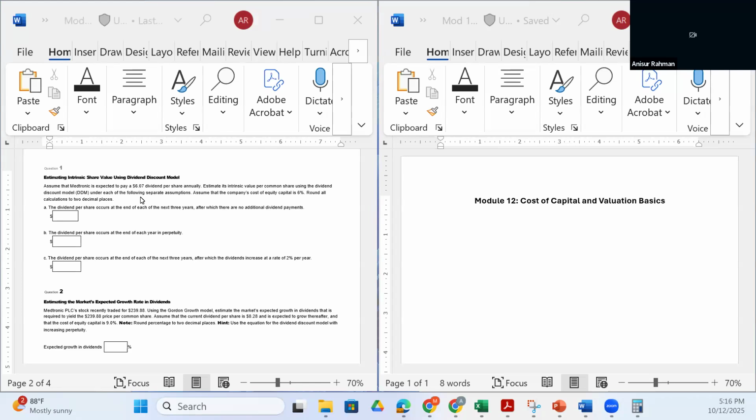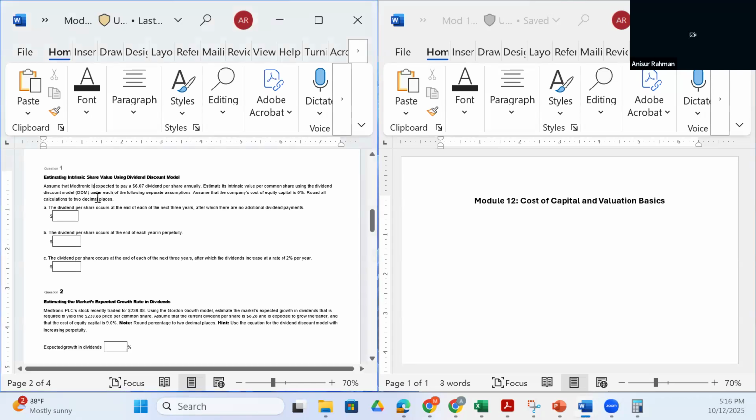This is our first problem. Assume that Medtronic is expected to pay $6.07 dividend per share annually. Estimate its intrinsic value per common share using the dividend discount model under each of the following separate assumptions. Assume that the company's cost of equity capital is 6%. Round all calculations to 2 decimal places.